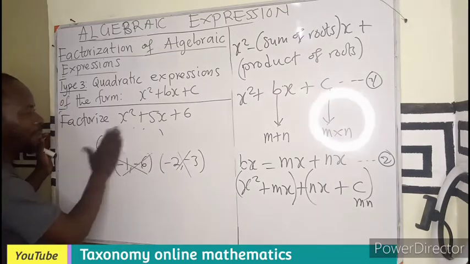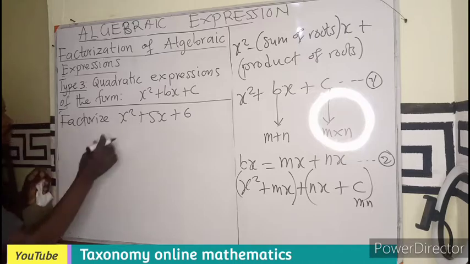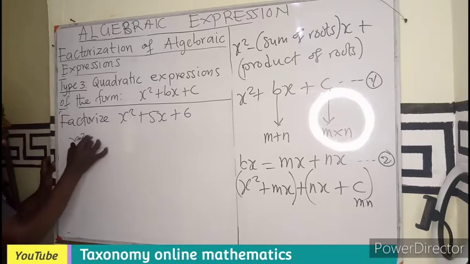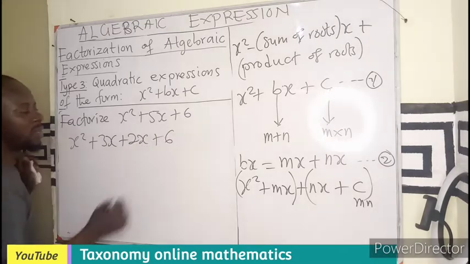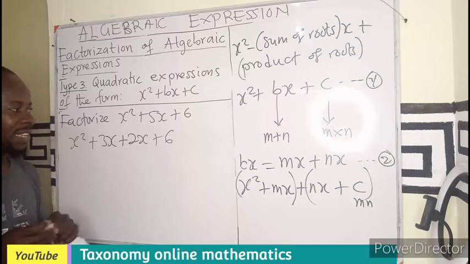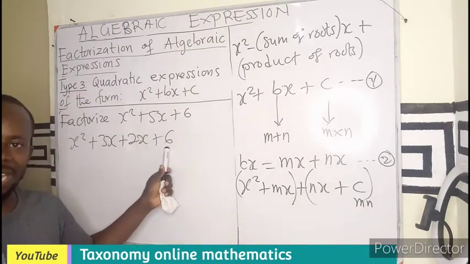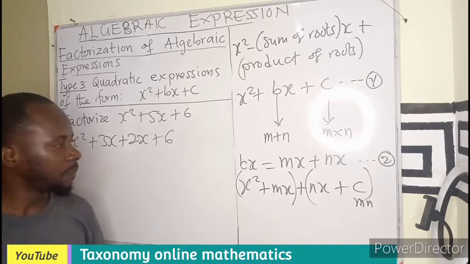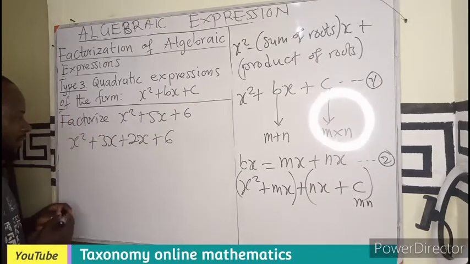Meaning my m and n are just going to be 3 and 2. So this becomes x squared plus 3x plus 2x plus 6. Don't forget that 6 is still having the factor of mn, meaning 2 times 3 gives me the 6 out there. So you can see I have my 4 terms, which I'll follow the grouping method.